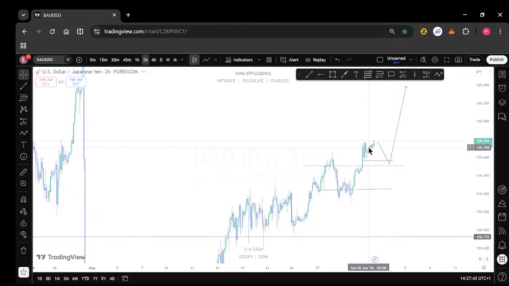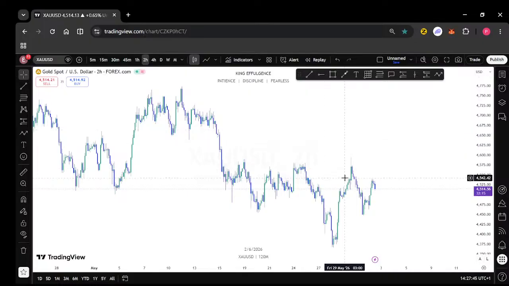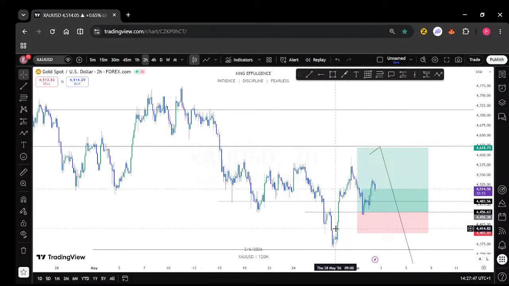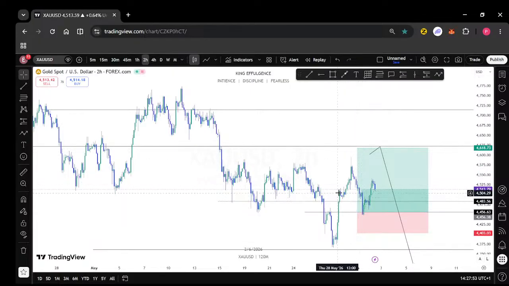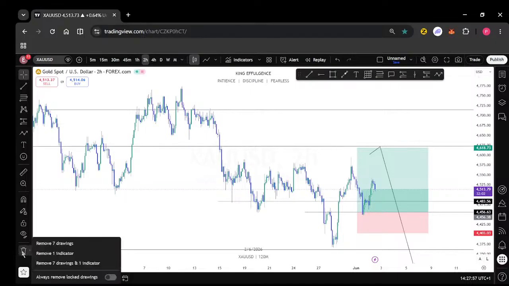Moving on, we have gold. Yeah, I called this trade on gold yesterday and it's in profit, though I doubt that it will get TP. But let's see. Let me clear out everything first.